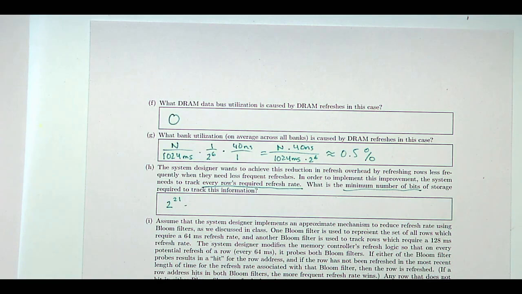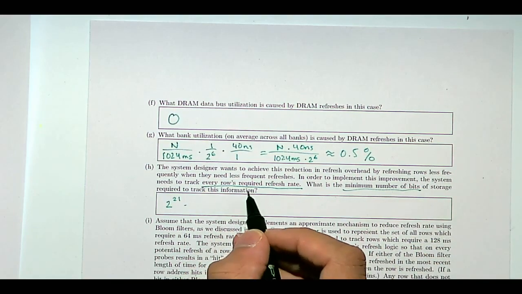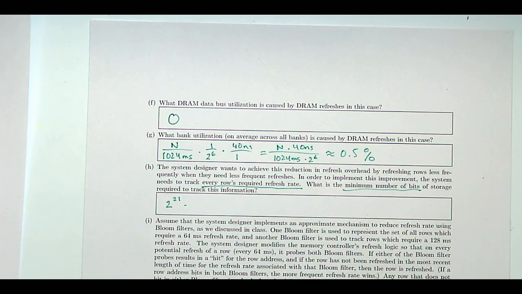So you found basically the information theoretic bound for encoding all the information that you need to encode, right? That's what happened there. I think that's perfectly acceptable as long as the question allows that interpretation, right? So as you said, this asks for the minimum number of bits of storage to track this required information, and I think the quantity you computed satisfies that criteria.